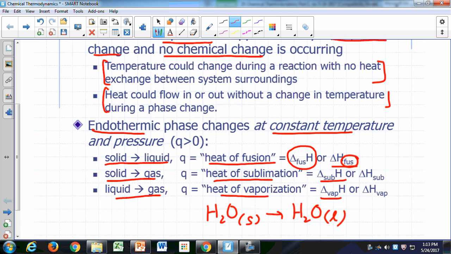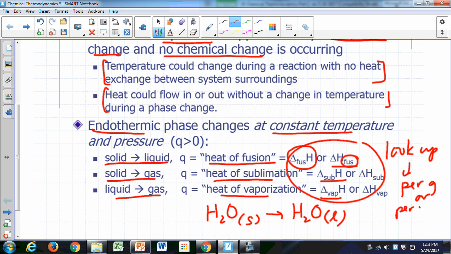Now, these are numbers that you can look up. But the numbers you look up are usually given per gram or per mole. So make sure when you're doing calculations that whatever values you look up, you multiply them by the actual mass if the value is per gram, or by the number of moles if the value is per mole.